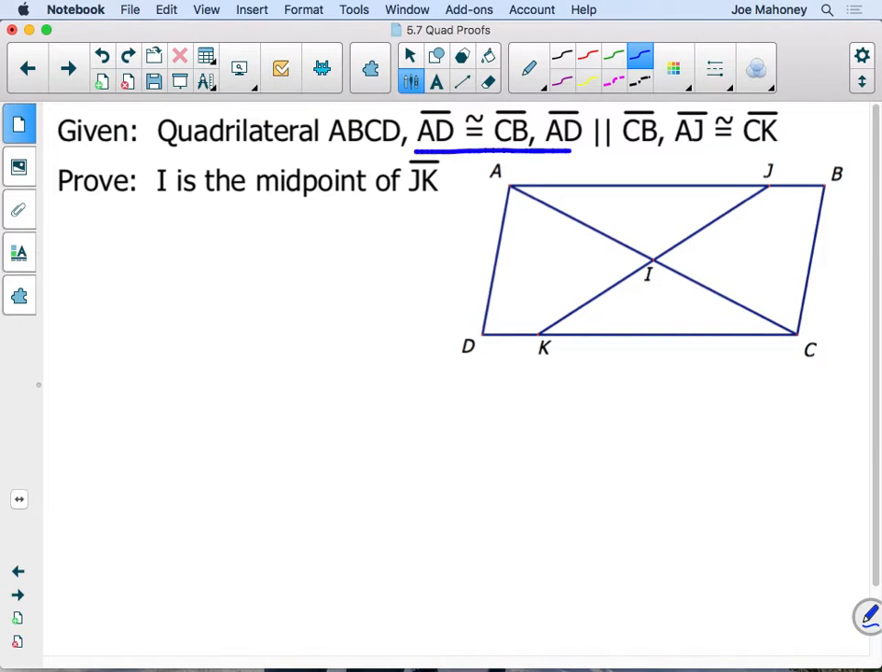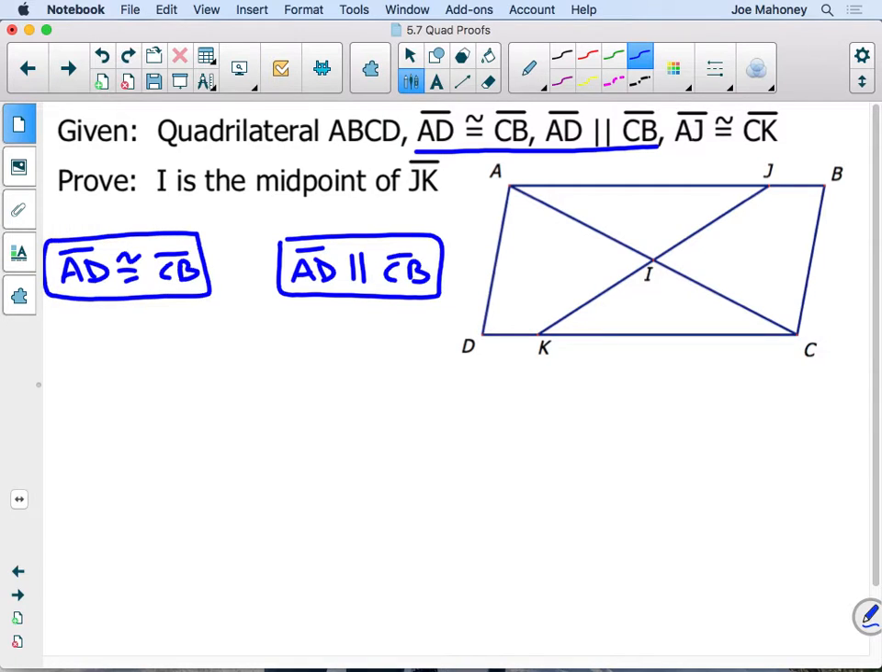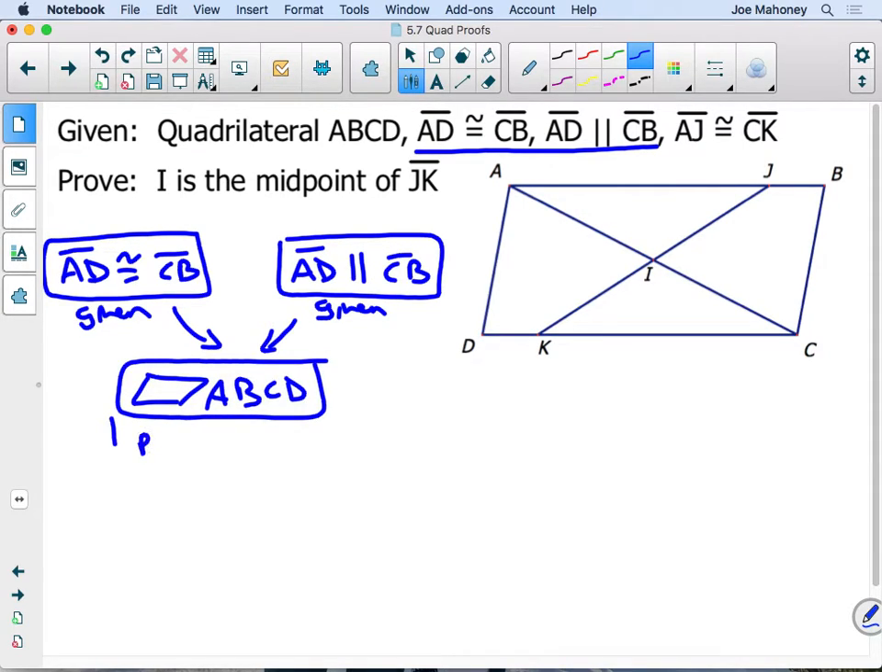And I really point that out right there. So I say the first thing we're going to do is we're going to make it a parallelogram. So AD is congruent to CB. We'll say AD is parallel to CB. There's our givens. Given, given. And then right away, they come together. And we say it's a parallelogram, ABCD. Why is it a parallelogram? It has one pair of sides parallel and congruent. So now we got ourselves a parallelogram.